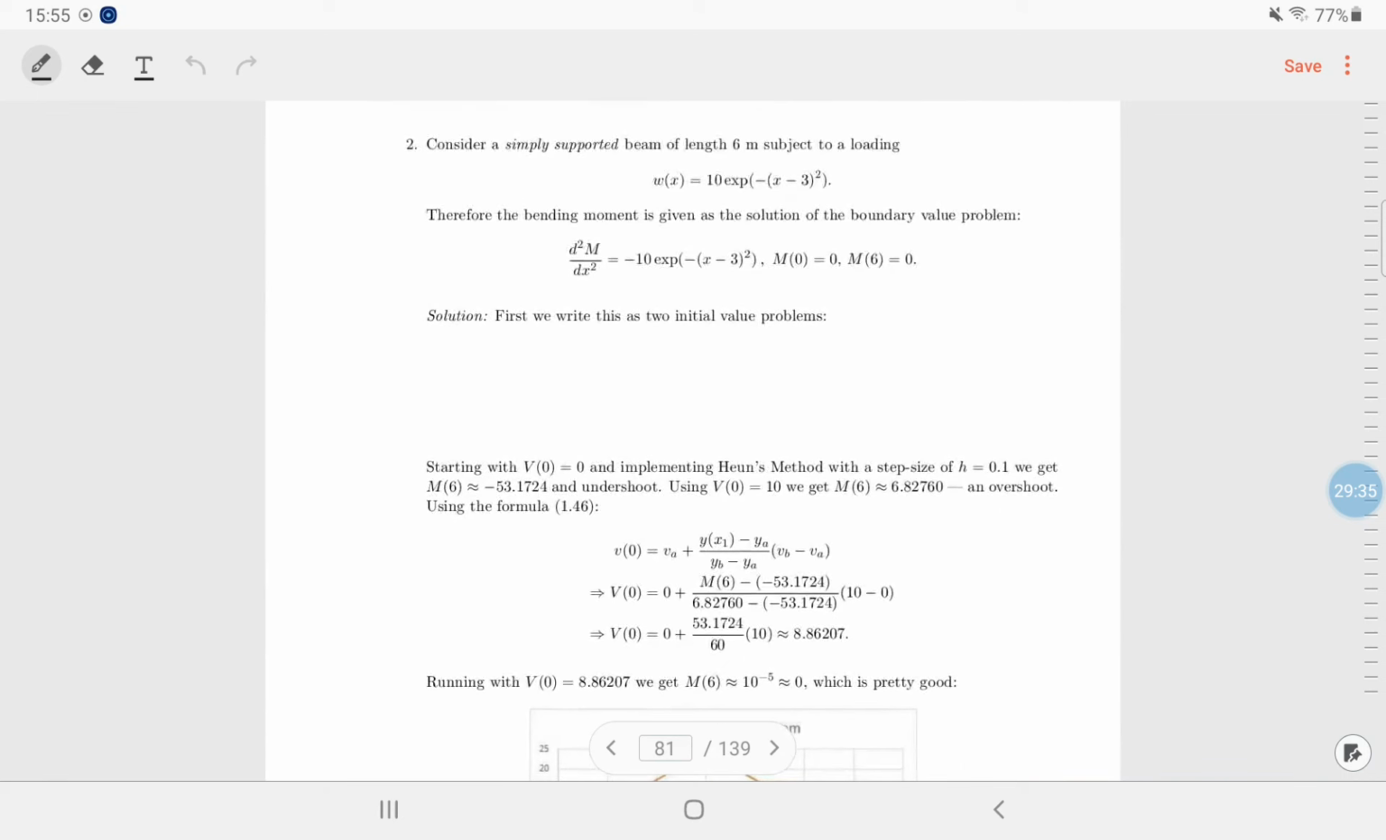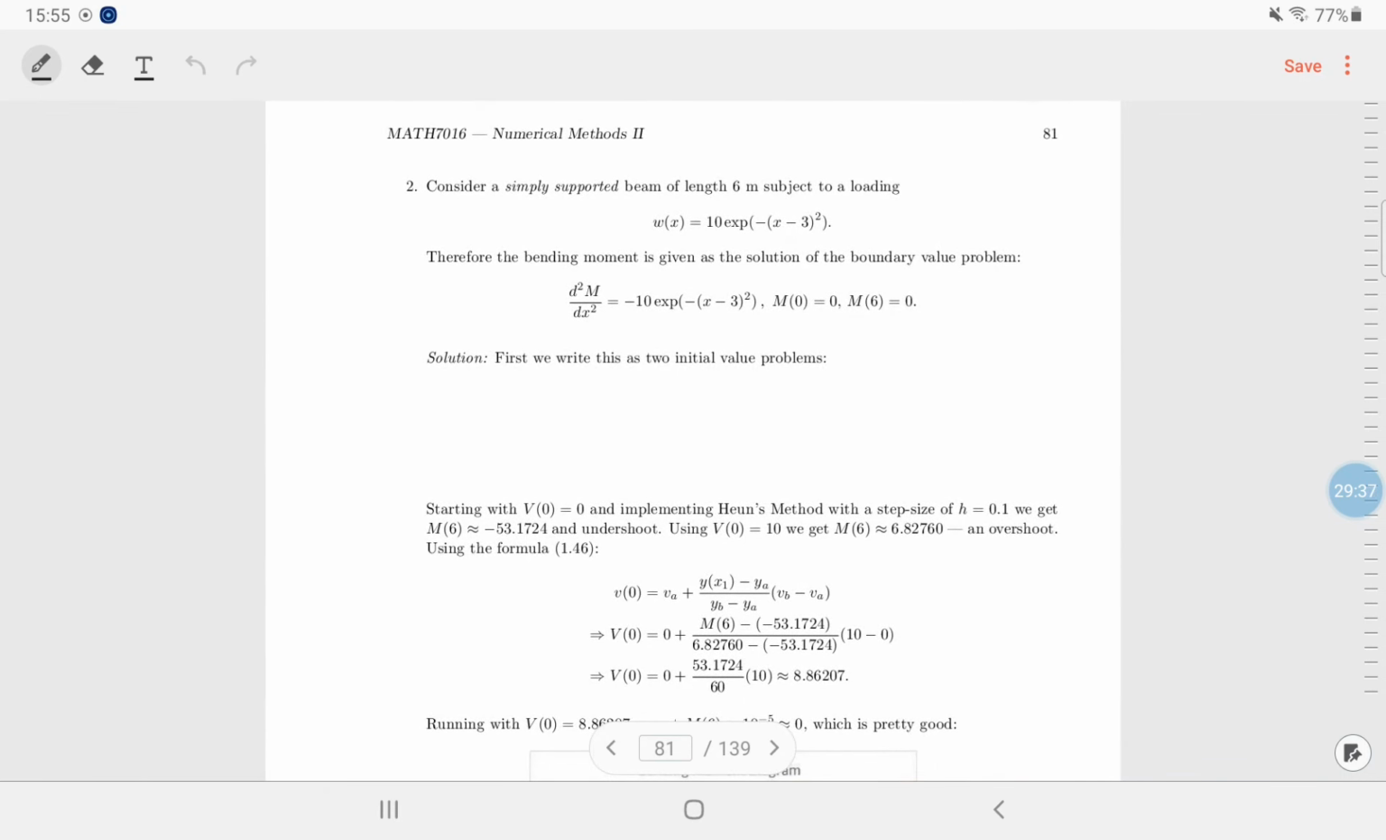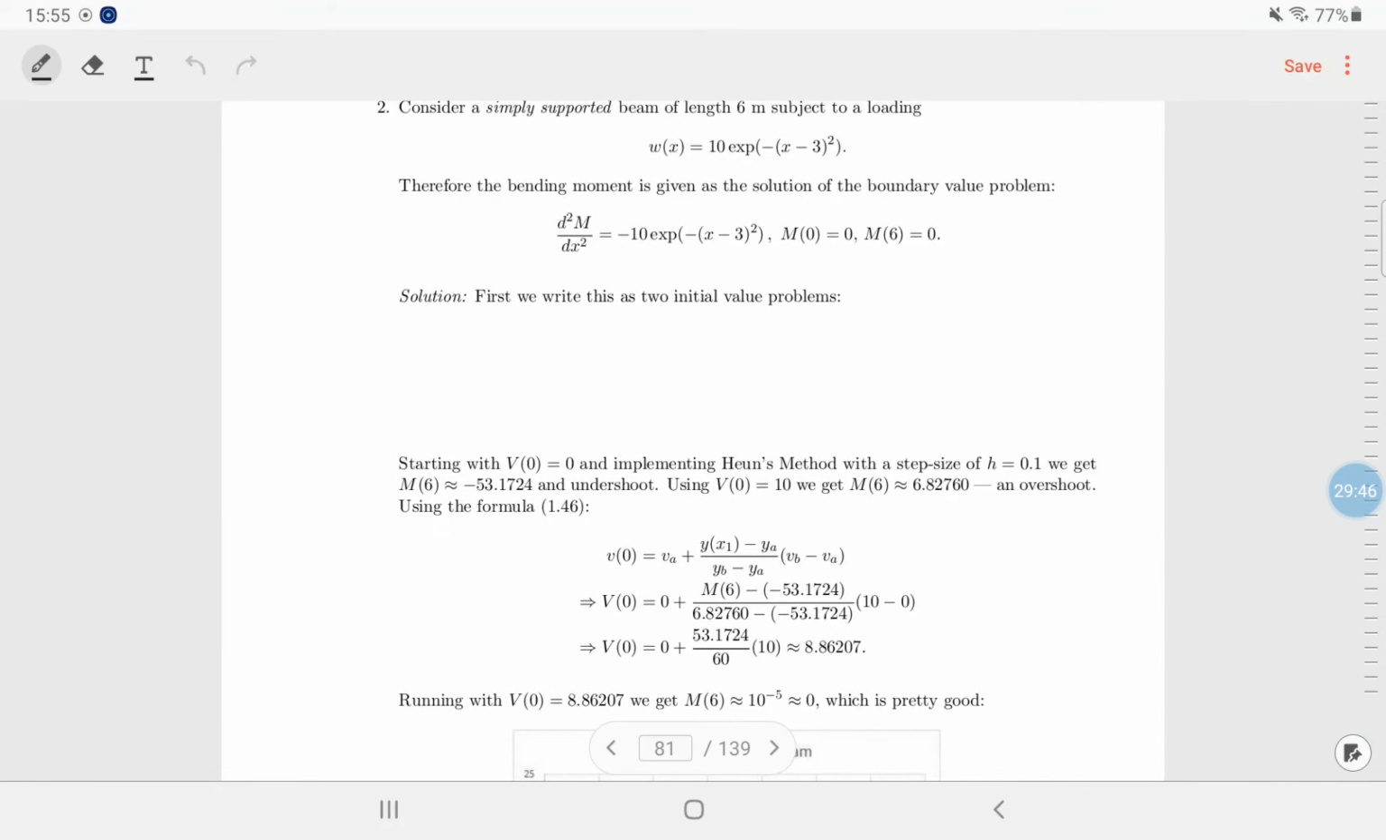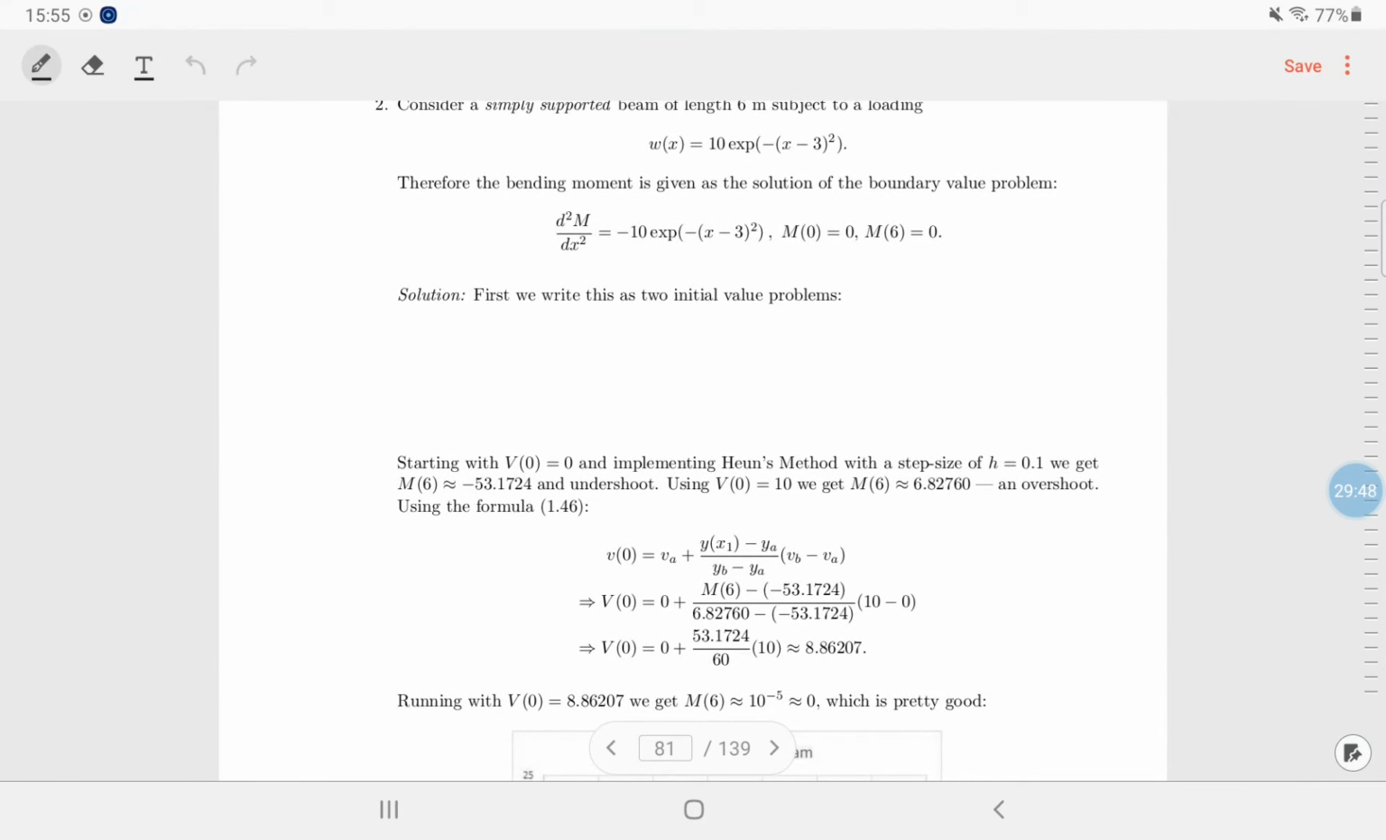So here's another example. Consider a simply supported beam of length 6 meters subject to this loading. Therefore, the bending moment is given by the solution of the boundary value problem. So first of all, you write it as 2 initial value problems. Now, the nice thing here is the first derivative actually does mean something. So if you let V be dM/dx, this is the shear force.